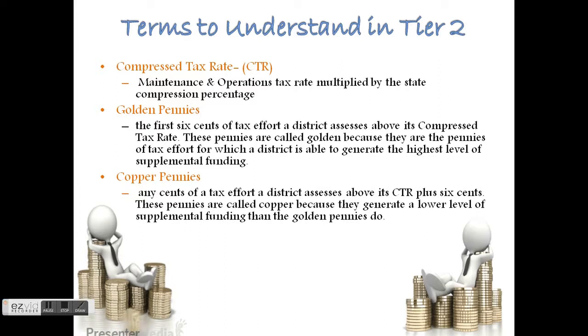The first 6 cents of tax effort a district assesses above its compressed tax rate are called golden pennies because they are the pennies of tax effort for which a district is able to generate the highest level of supplemental funding. And last, we have copper pennies: any cents of tax effort a district assesses above its compressed tax rate plus 6 cents. These pennies are called copper because they generate a much lower level of supplemental funding than the golden pennies do.